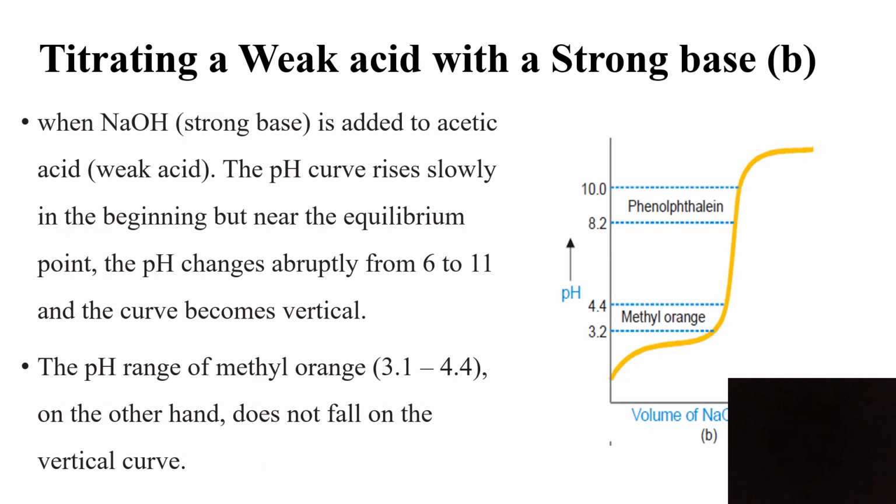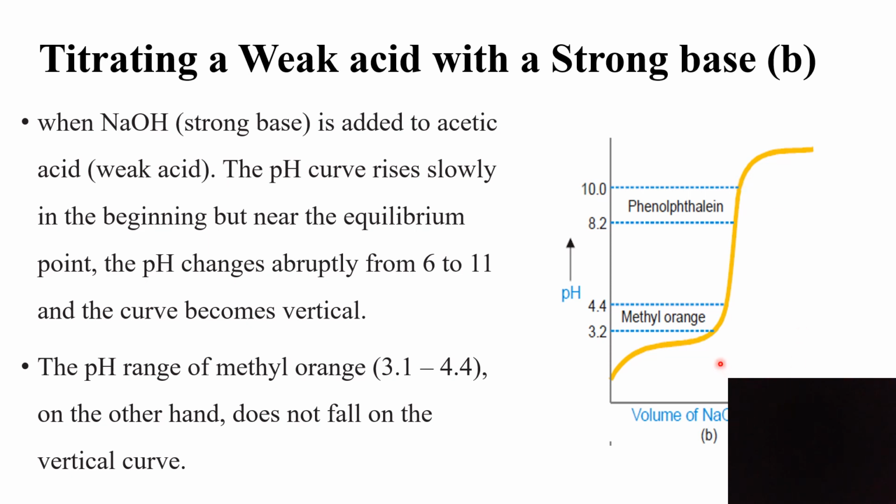Next comes the weak acid with a strong base. Here, sodium hydroxide is a strong base and acetic acid is a weak acid. The pH curve rises slowly in the beginning, but near the end point, the pH changes abruptly from 6 to 11 and the curve becomes vertical. Beyond this, the shape of the titration curve is similar to that of strong acid and strong base. Phenolphthalein has a pH range of 8.2 to 10.0 that falls on the vertical part of the titration curve.